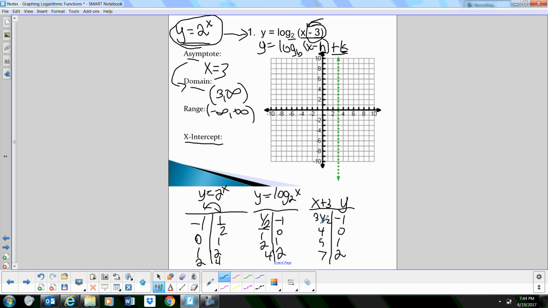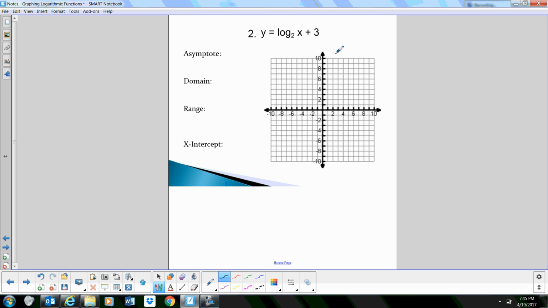So now let's plot these points. This is supposed to be 3.5 if you can't read it. Okay, so 3.5, -1, and then 4, 0. So our x-intercept is 4, and then 5, 1, and then 7, 2. There we go. And that gives us a graph of this logarithmic function. Sorry, it's really hard to write on this board as it approaches the asymptote. Okay? And we just said our x-intercept is 4, 0, because intercepts are ordered pairs, right?